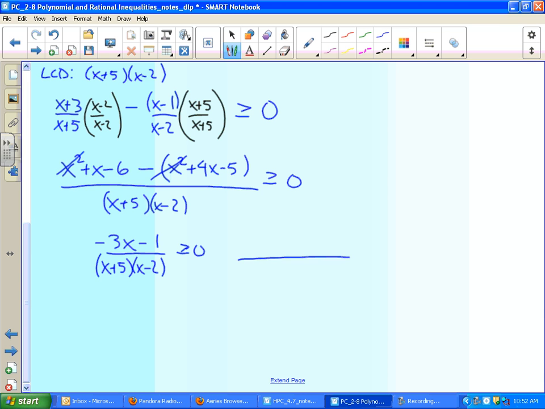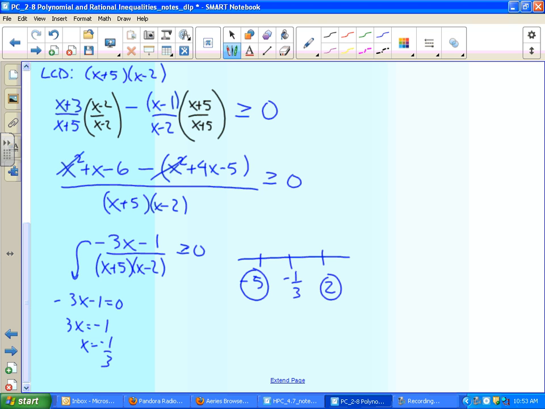Set up my sign chart. Look at this, 3 different values now. I have negative 5 as an asymptote. I have positive 2 as an asymptote. And then I have negative 3x minus 1 equals 0, 3x equals negative 1, x equals negative 1/3 has a 0 value. So then I test 4 different areas now.